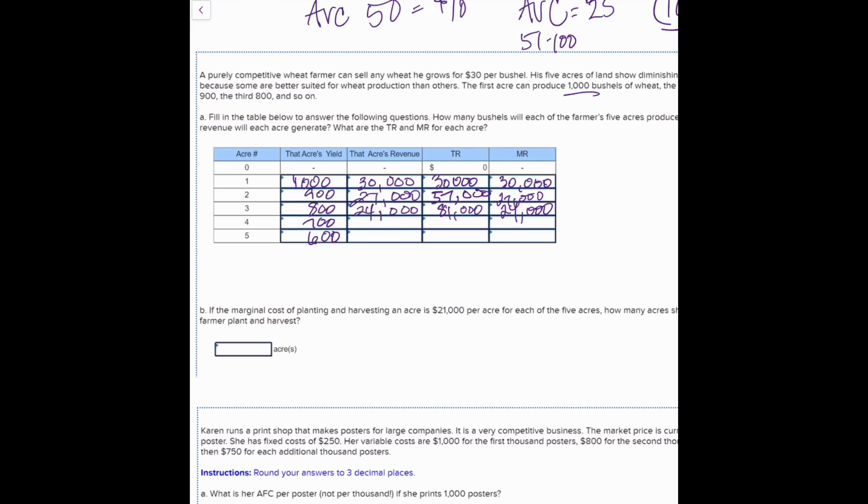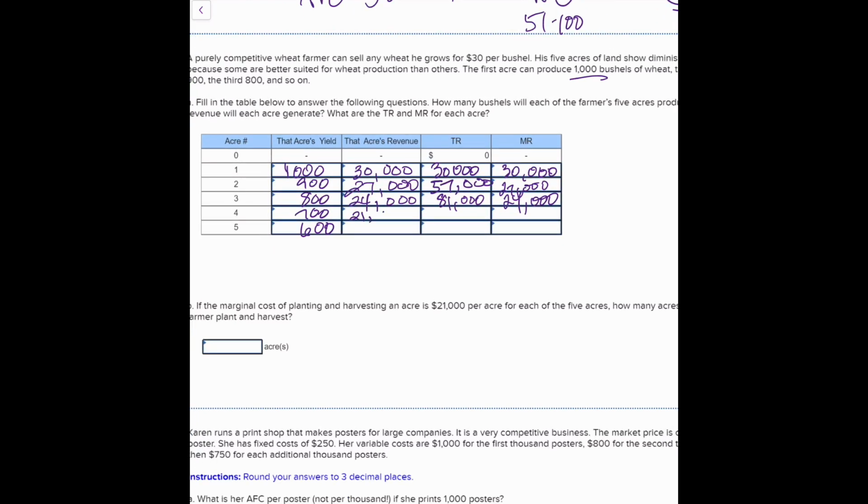700, 21,000. The total then is 102,000. And the marginal revenue becomes 21,000, that change. And finally, 6 times 30, 18,000. 120 is our total at that point, and our marginal is the 18,000.